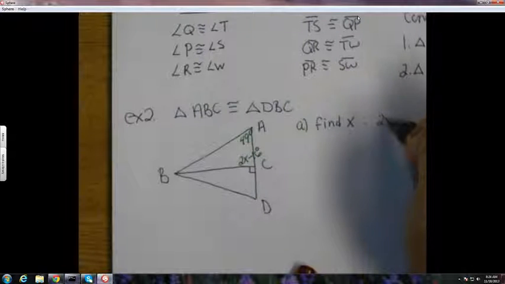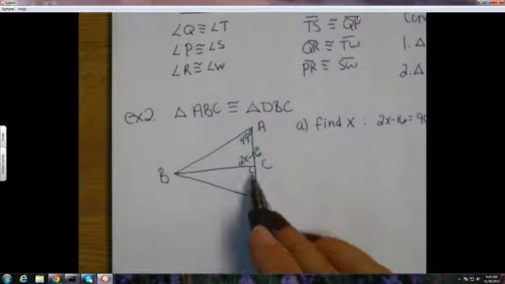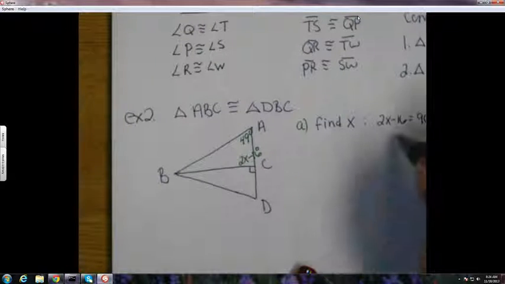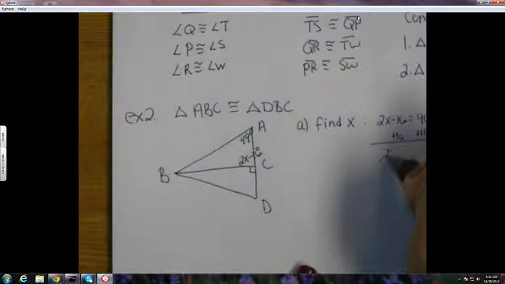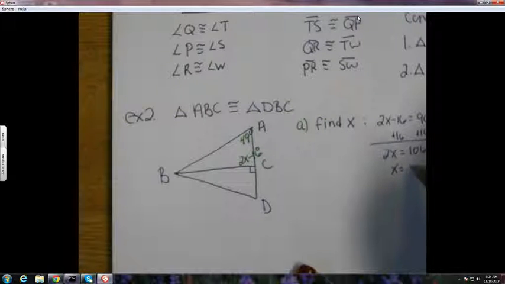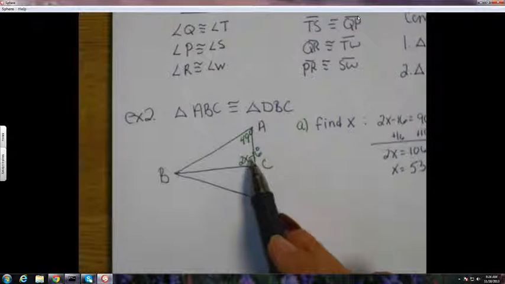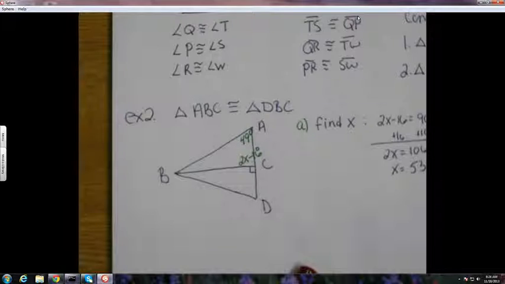2x minus 16 has to equal 90, because you got the 90 on the other side. That's how. And now I just do a little algebra. Add 16. That's 106. Divide by 2. X is 63. So that's just the value for x. When I plug it back in, I'm going to get 90 when I solve it out. Next question.